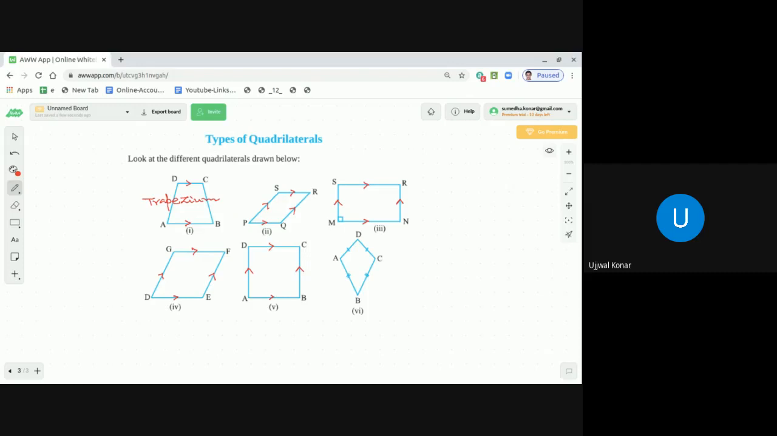Why is it not? Because if you see the opposite sides, they are not parallel. For example, in diagram 6, if you take AB and DC and extend them, you will see they will meet each other at some point. And the same thing for the other two opposite sides, AD and BC. They are not parallel. If you extend them, they will meet somewhere. So that is why diagram 6 doesn't qualify to be a parallelogram.